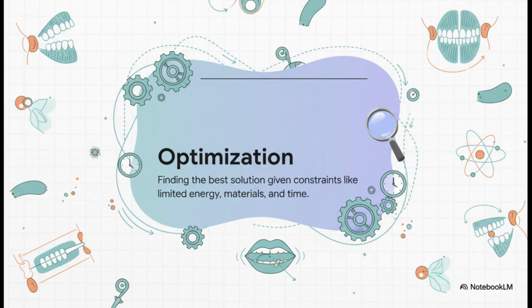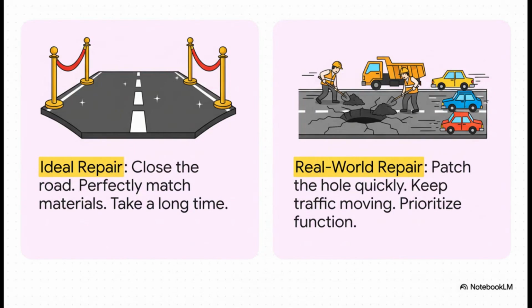I mean, think about it. Your body has a limited energy budget, a limited supply of raw materials, and it's always short on time. So the goal isn't to build some museum-quality jaw joint. It's to keep you chewing and talking without missing a beat. This analogy is just perfect. Imagine your body is a road crew on the super busy highway.